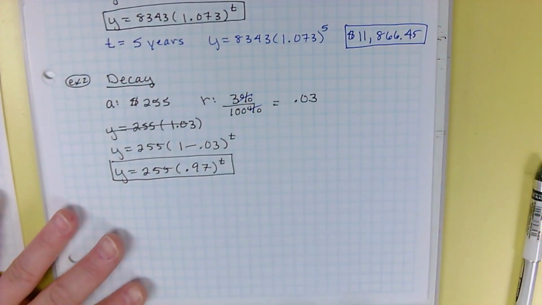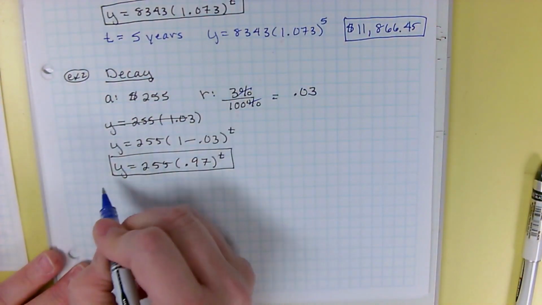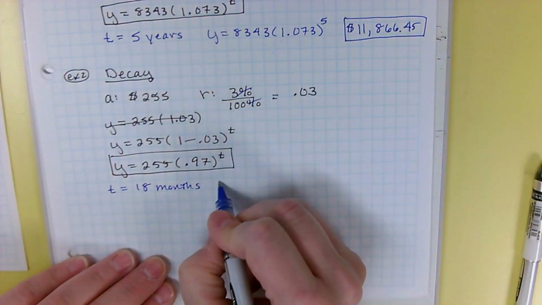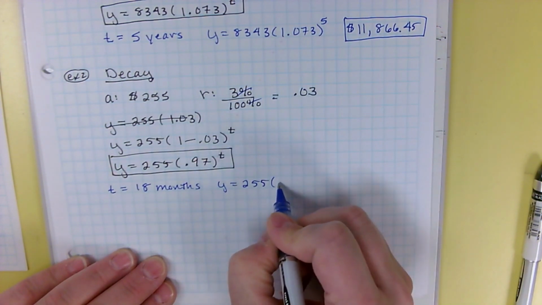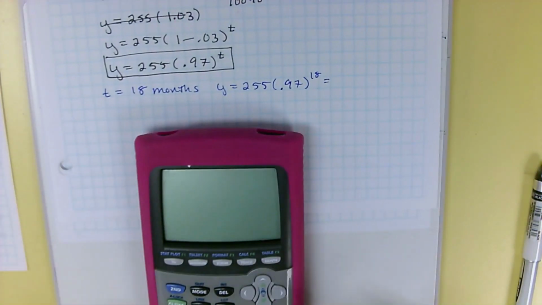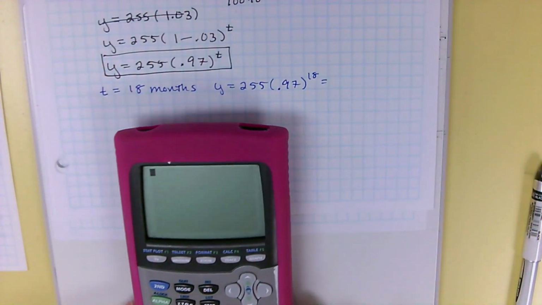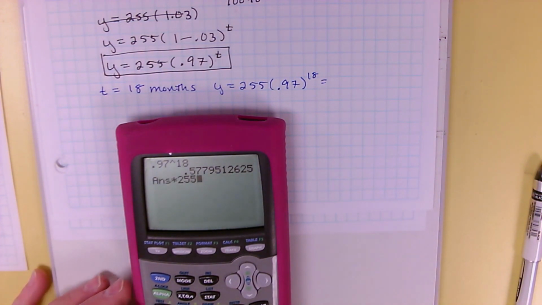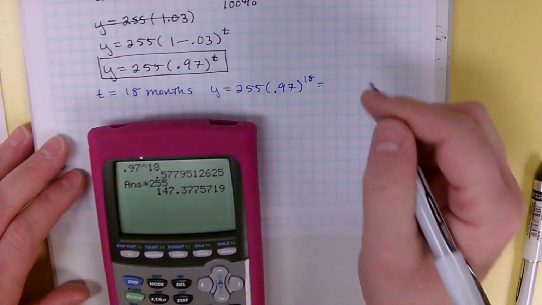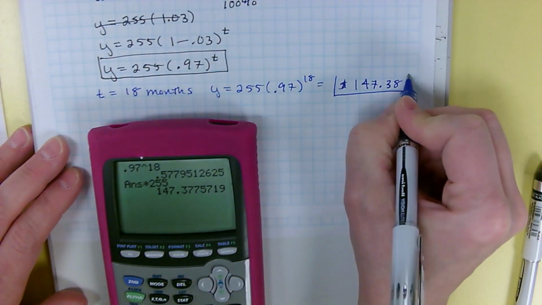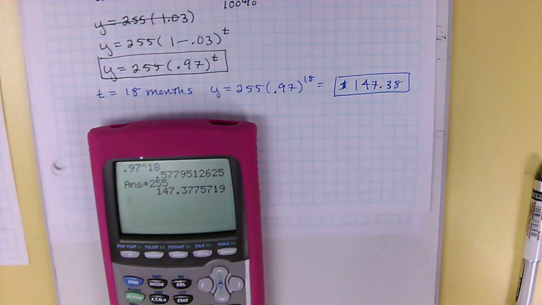Okay, so then the question is, how much are we going to have in 18 months? So if t equals 18 months, we're going to calculate that. y equals 255 times 0.97 to the power of 18. Again, you always do the exponent first. So 0.97 to the power of 18, enter. And then we multiply times 255. And we get $147.38. So there'll be a little bit left, but not a whole lot.